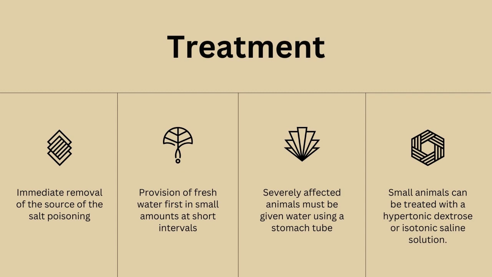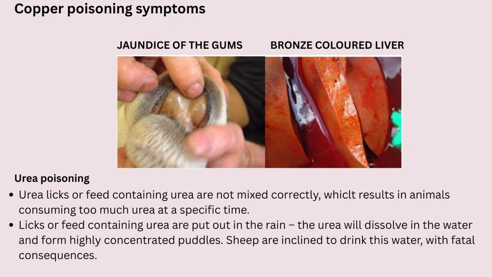Treatment. Immediate removal of the source of the salt poisoning. Provision of fresh water first in small amounts at short intervals. Severely affected animals must be given water using a stomach tube. Small animals can be treated with a hypertonic dextrose or isotonic saline solution. Copper poisoning symptoms. Jaundice of the gums, bronze-colored liver.